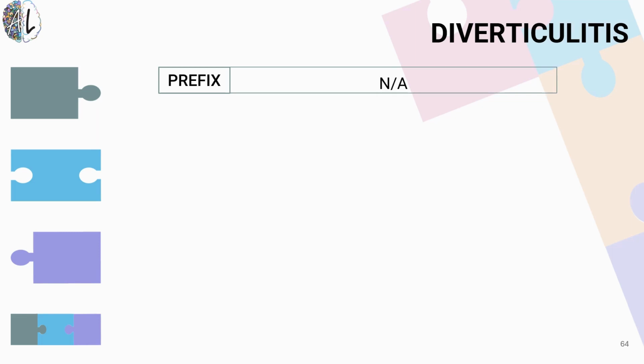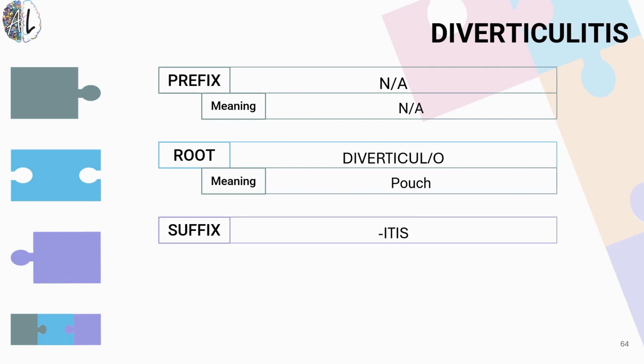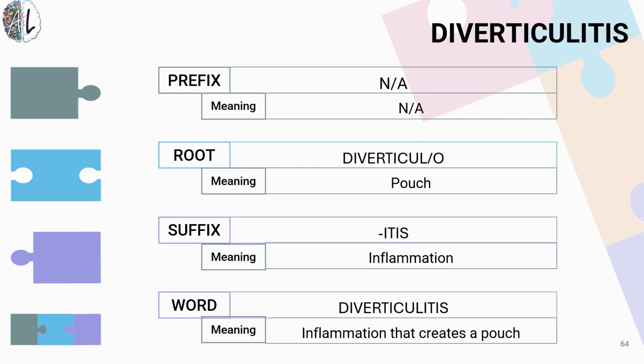Okay, so in the case of diverticulitis, there is no prefix. The root term diverticulo refers to having that pouch or that outgrowth that builds up inside the large intestines. And itis refers to the inflammation or inflammatory piece of this disease. So diverticulitis is inflammation. It creates this little pouch, right? That food gets stuck, creates lots of pain.